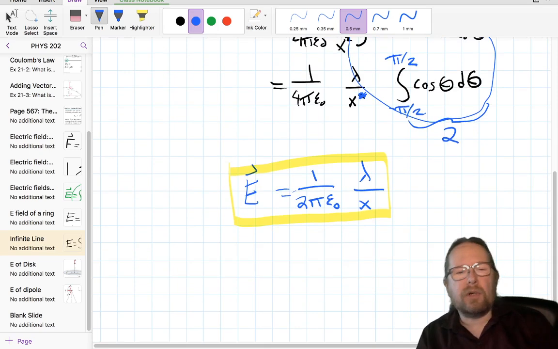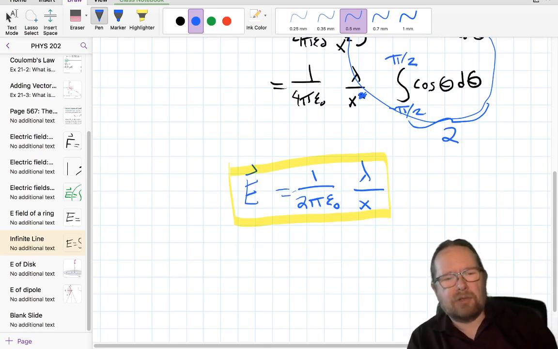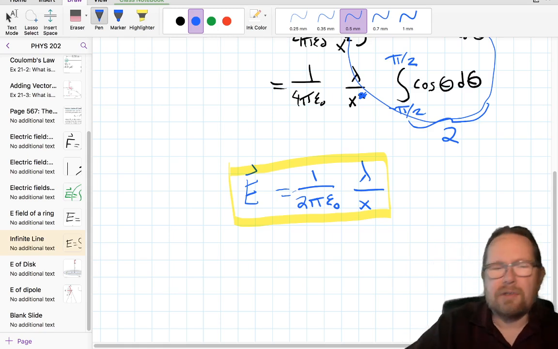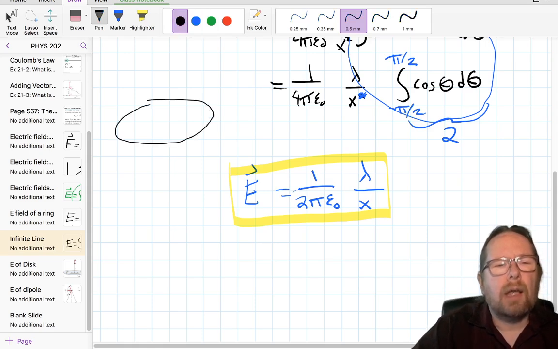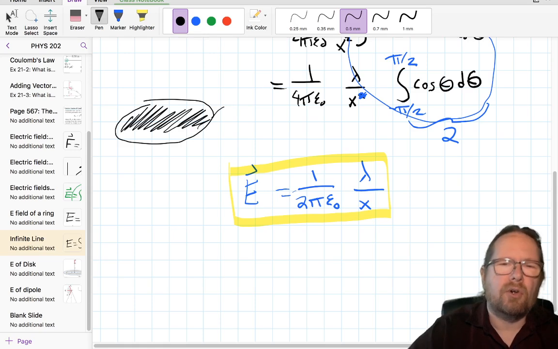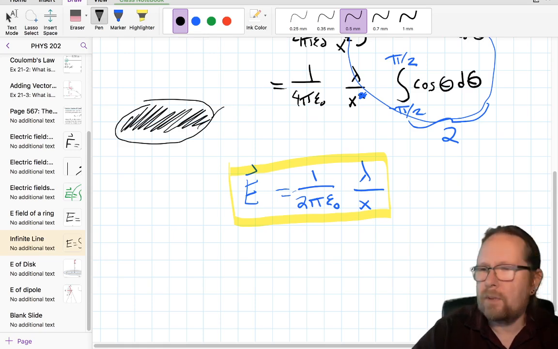So we're going to do one more example in this batch of Chapter 21 stuff, which is to look at the electric field of, instead of a ring of charge, a charged disk that has a solid distribution of charge over its area. So that will be the next video.